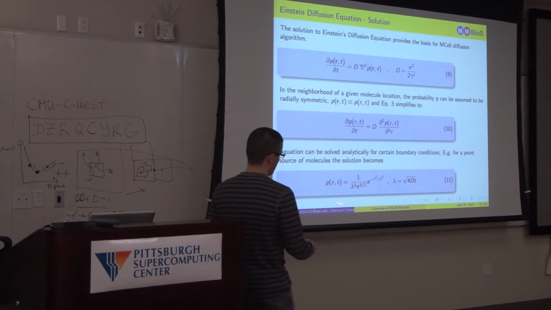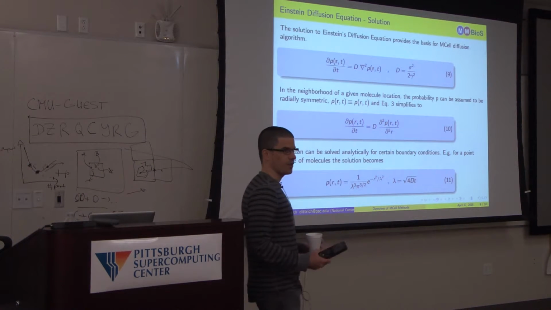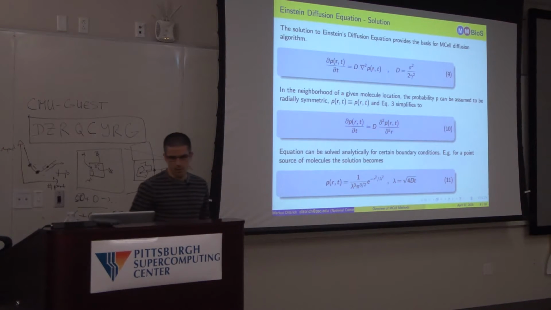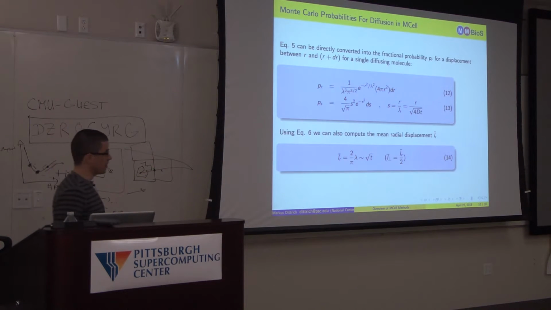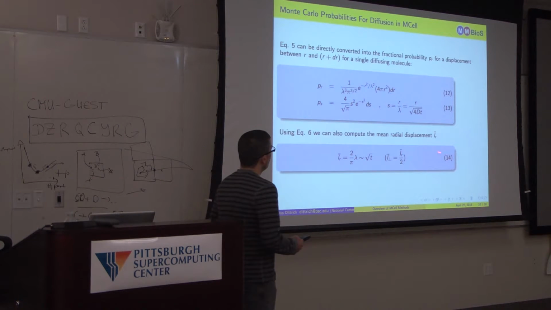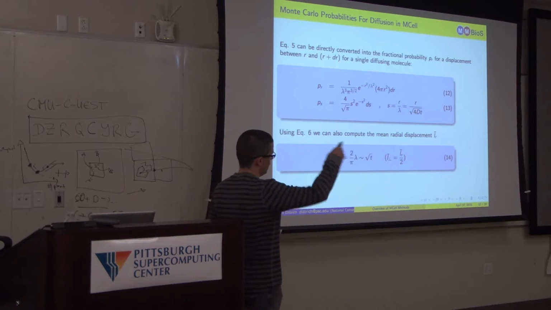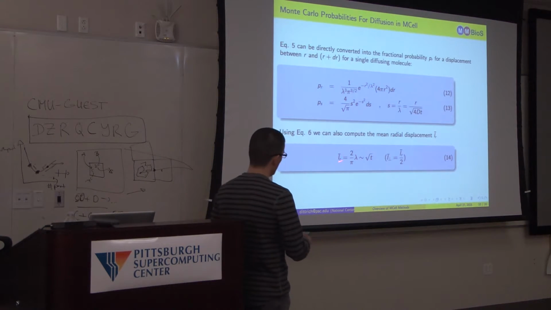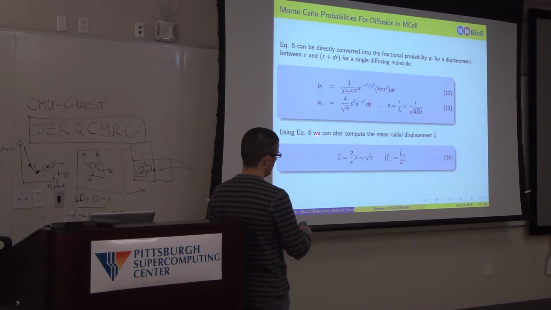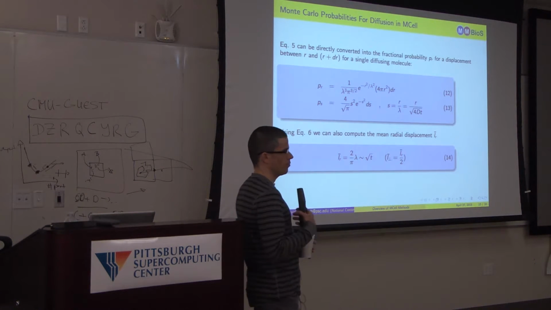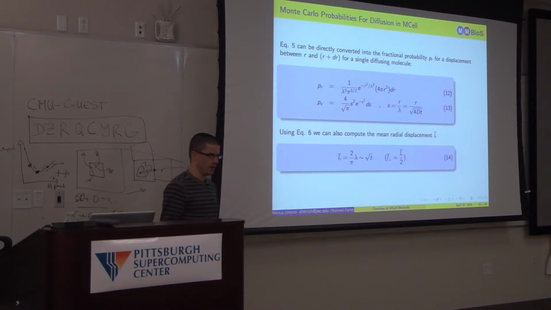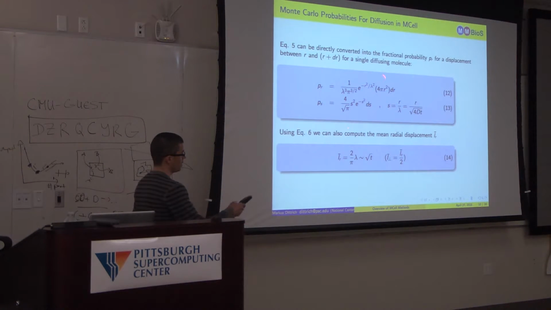And then you can actually solve this equation. It's a Gaussian distribution, as we know. And from that, we can immediately come up with an equation for the probability for a particle to be displaced between distance r and r plus delta r in an arbitrary direction. So this really is the probability distribution that MCell uses to propagate particles during the simulation. And using this, we'll make sure that we actually follow this Einstein diffusion equation.